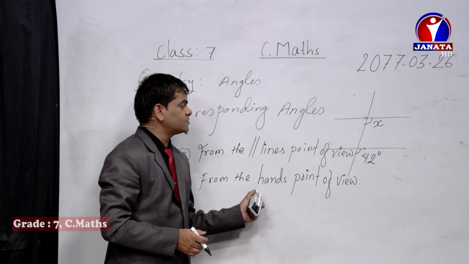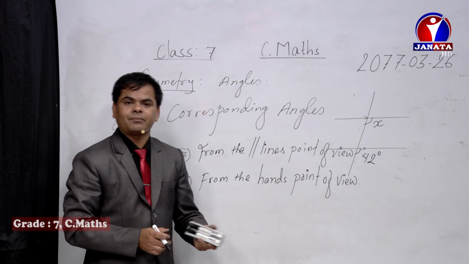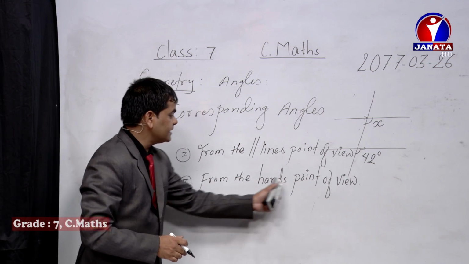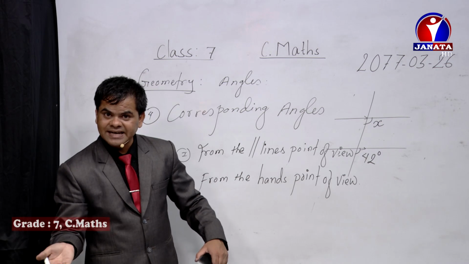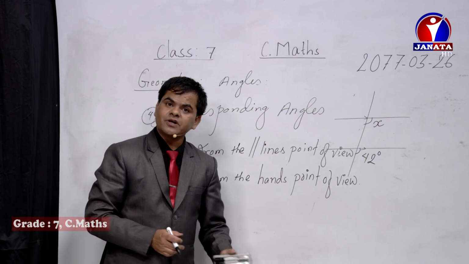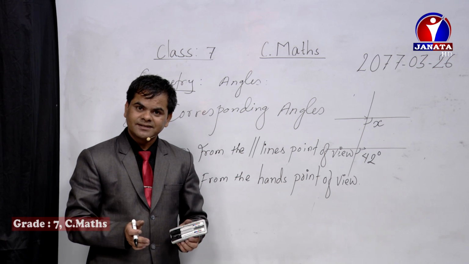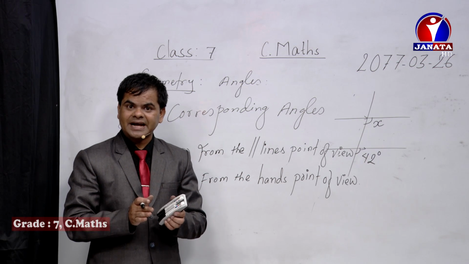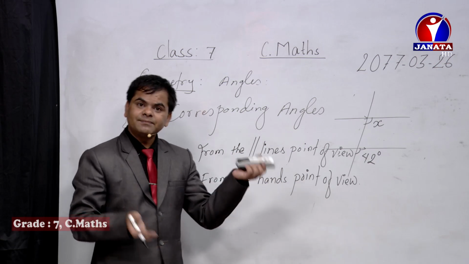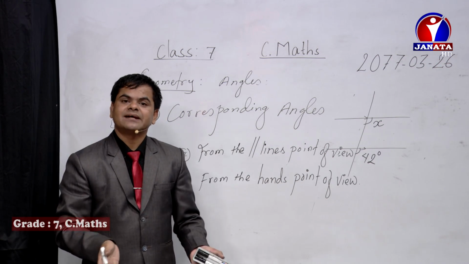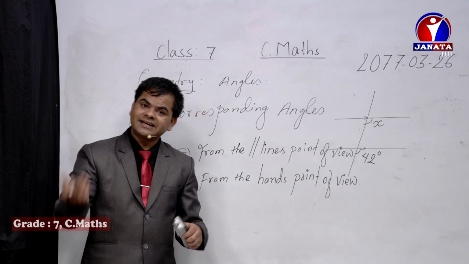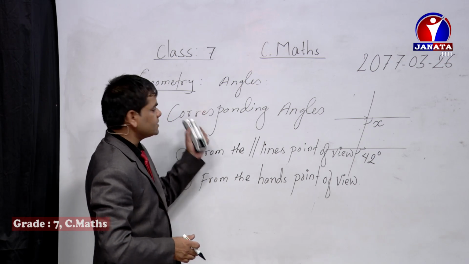If you are able to understand that concept, then you can find out what type of angles they are. In case of alternate angles, from the hand's point of view, one should be on the right hand side, another on the left hand side. And from the parallel lines point of view, there are two types of alternate angles. Exterior, where both should be outside of the parallel lines, and interior alternate, where both should be inside of the parallel lines.